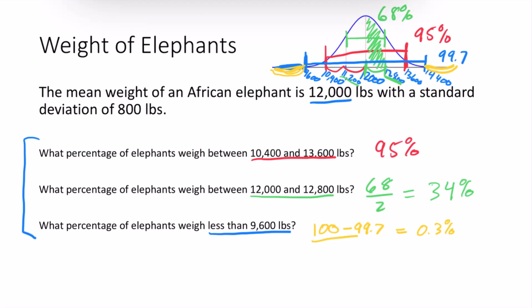And so then I'm going to divide this by 2 because I'm only interested in the elephants that are less than 9,600 pounds. And because the normal distribution is symmetrical, I can just divide it in half so that I get only this part on the left. So if I do 0.3% divided by 2, I end up with 0.15%. And that's the percentage of elephants that weigh less than 9,600 pounds.